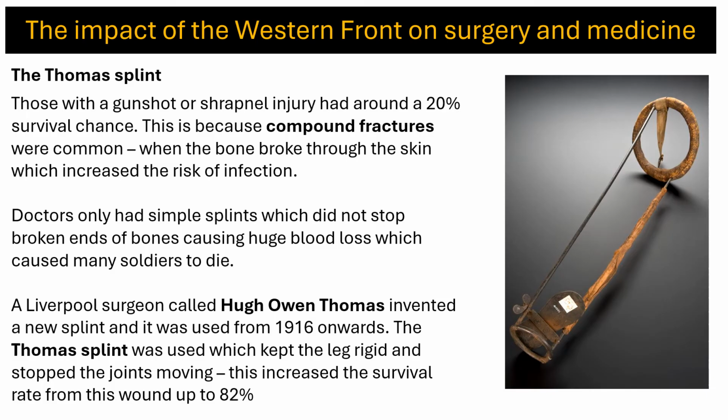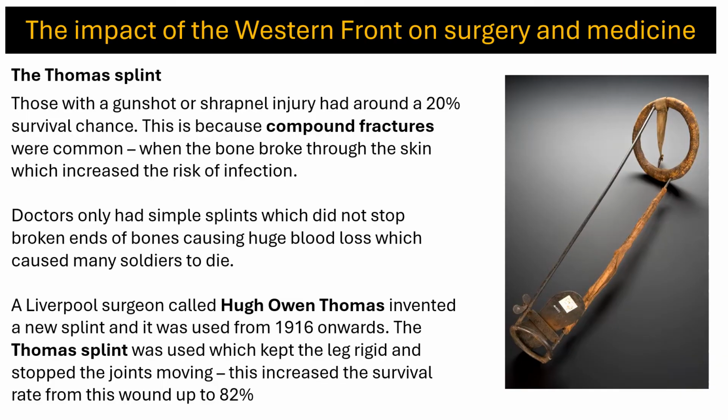Okay, the Thomas splint. Those with a gunshot or shrapnel injury had around a 20% survival chance, and this is because compound fractures were common. This is when the bone broke through the skin, and that massively increased the risk of infection. Now, doctors only had simple splints, which did not really stop the broken ends of bones causing huge blood loss, which actually caused many soldiers to die.